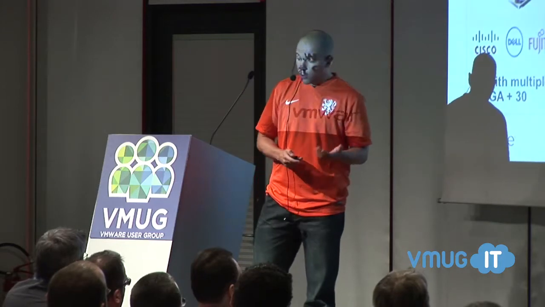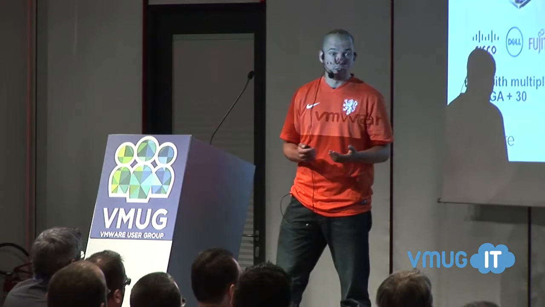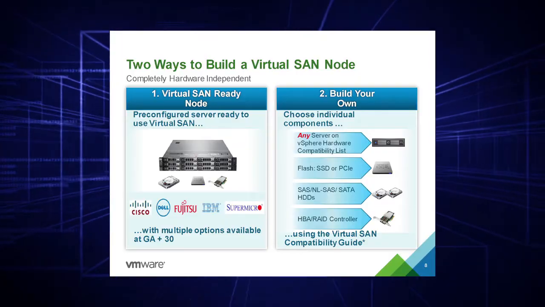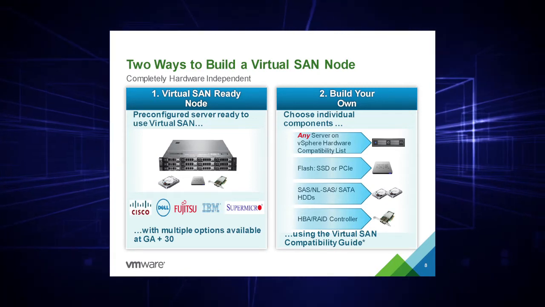So you can simply pick one of those, they are pre-configured, and they will work out of the box with virtual SAN. So all of the components are guaranteed on the HCL. Now the other option that you have is, of course, building your own host. So just imagine in your environment, you're running primarily HP DL380s, for instance. HP is not on the ready node list today.